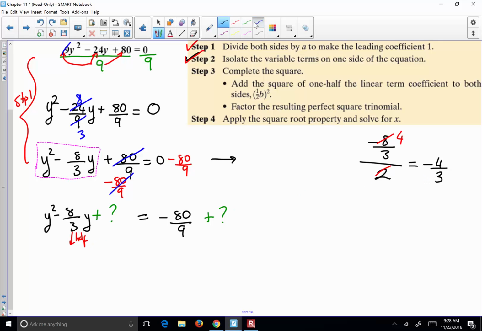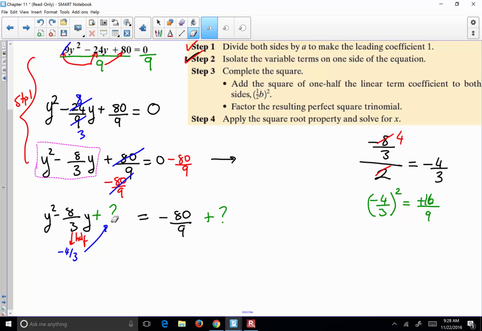Okay, I got 4/3 here, half. Well, you don't take it here. You square this and put it in the question mark space. What is the square of a negative number? It's positive all the time. 4 times 4 is 16. 3 times 3 is 9. Yep, 16 over 9 is the right answer.